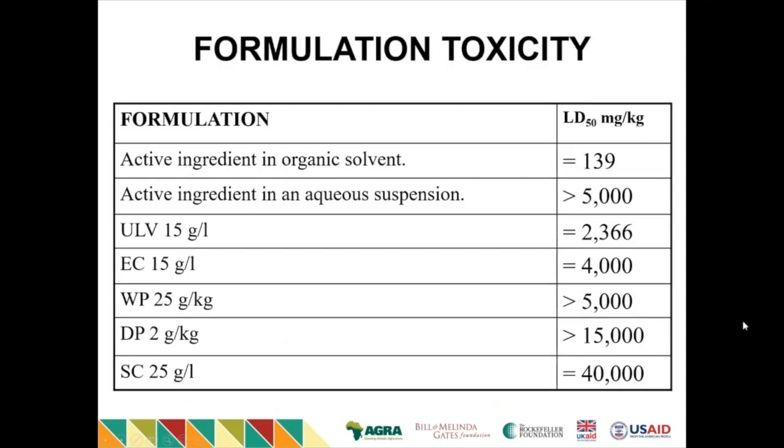As an example of the difference one can see between active ingredient and formulation toxicity, this is an example of an active ingredient whose LD50 is 139 milligrams per kilogram. Once one formulates it into different formulations, like an ultra low volume, emulsifiable concentrate, and the others listed there, the LD50 of that formulation itself changes drastically. In some cases, it can be as drastic as changing from 139 to 40,000, which is a huge difference in toxicity between the active ingredient and the formulation. So one must not assume that because an active ingredient is very toxic, the product that is being sold is necessarily as toxic as that. And this is something people sometimes forget.